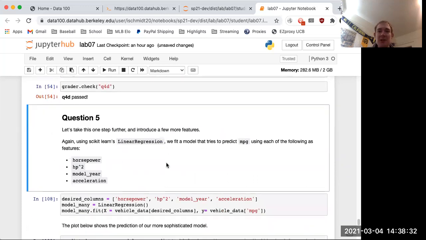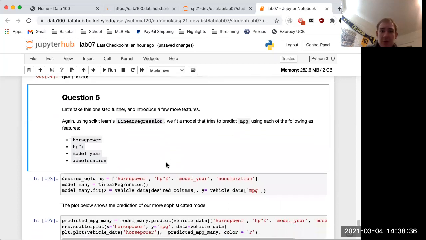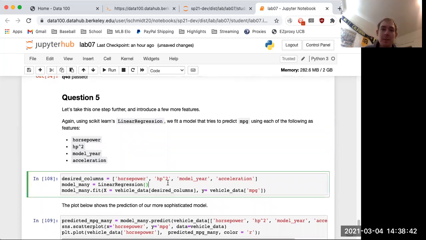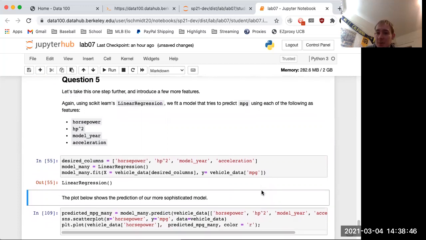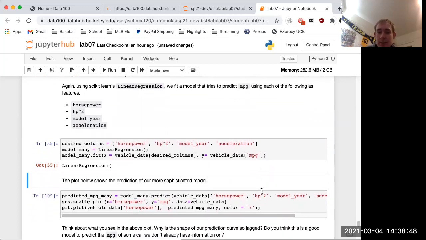Finally, last question. Now we're going to introduce a few more features. Instead of just horsepower and horsepower squared, we also have model year and acceleration. So they define it as model many. They include all these different columns, and they fit.